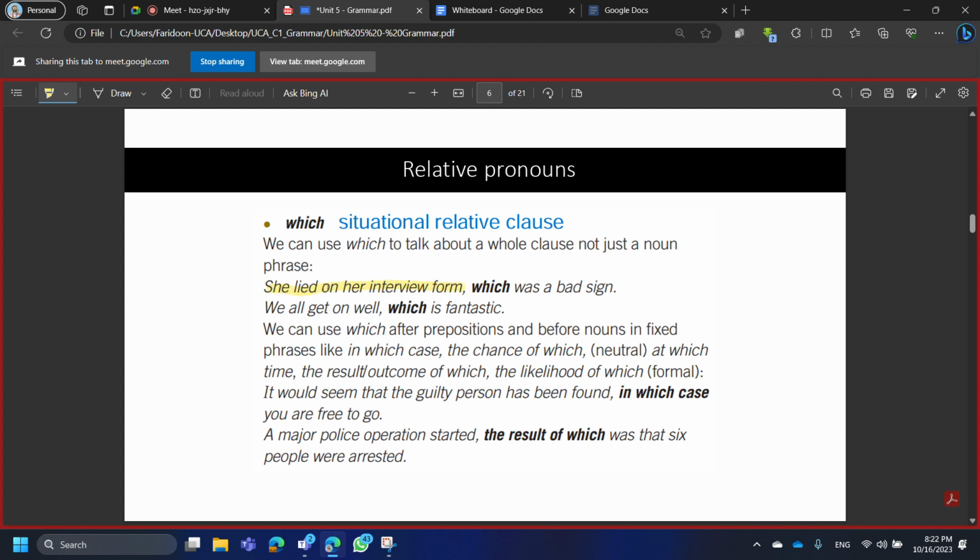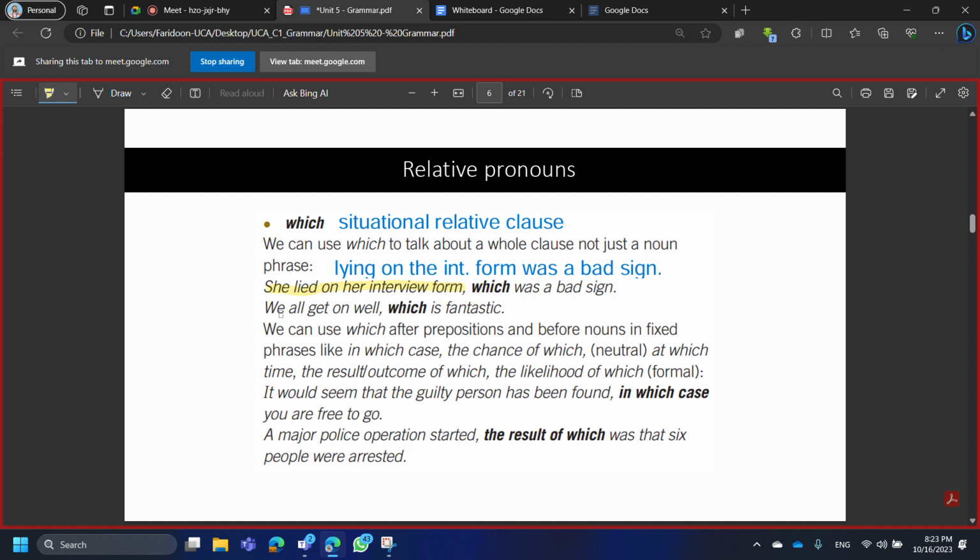So, in a way, we can say that lying on the interview form was a bad sign. Let me just write it for you. Lying on the interview form was a bad sign. That's the whole meaning of this sentence. If you use which to talk about the complete clause before it, you're doing yourself a favor and getting some very good advanced sentences.